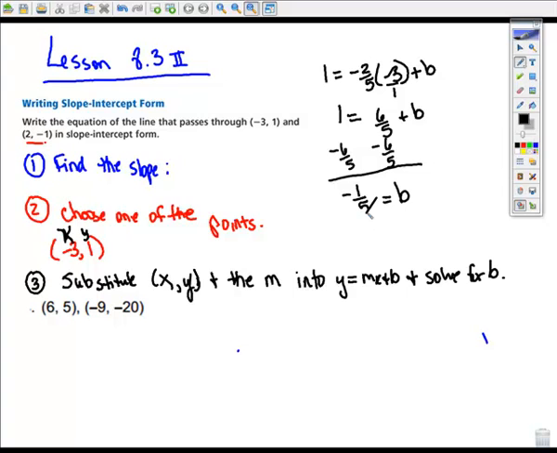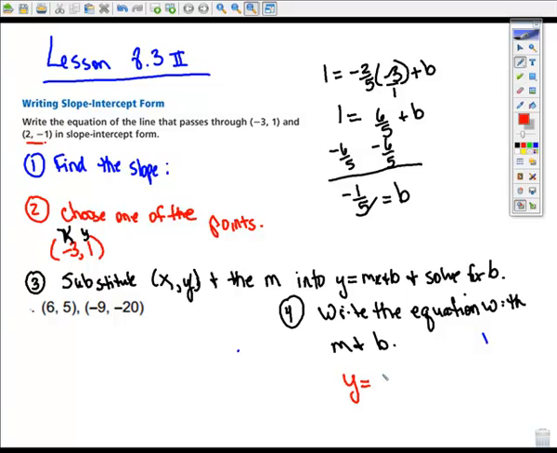So I just solved for the b, and then my last step, step 4, write the equation with m and b. So my equation for this is going to be y equals -2/5 x minus 1/5. And that's the equation of that particular line.